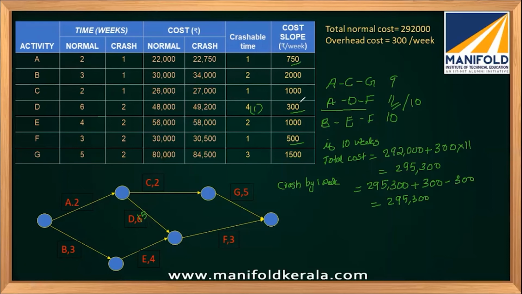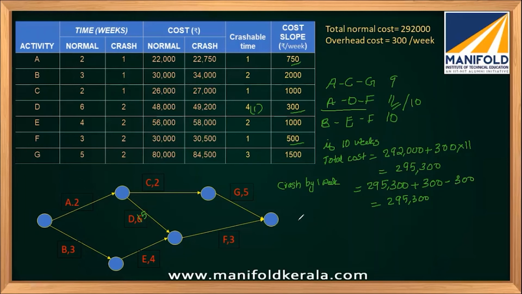I can reduce D by 1 week and F by 1 week, so this activity will reduce to 8 weeks, because D is reduced by 1 week and F is also reduced by 1 week. But the total completion time of my project will still be 9 weeks, because this path is going to be reduced by 1 week. So there are 2 possible ways, and among those 2 we have to take the minimum. So let's find out what the 2 possible ways are.